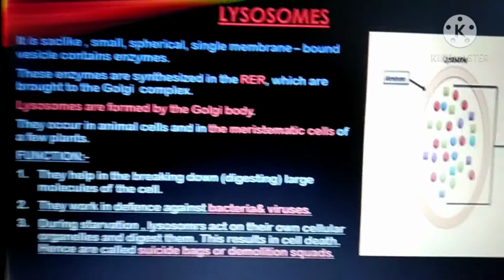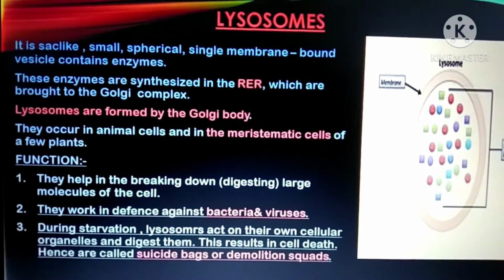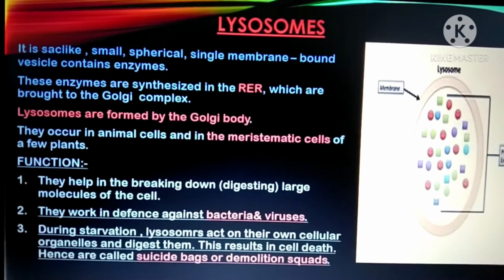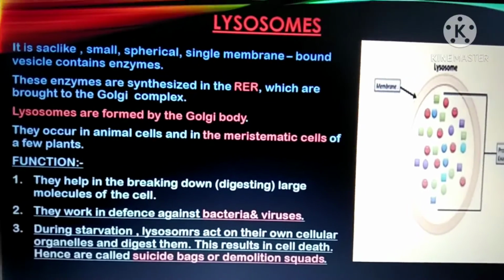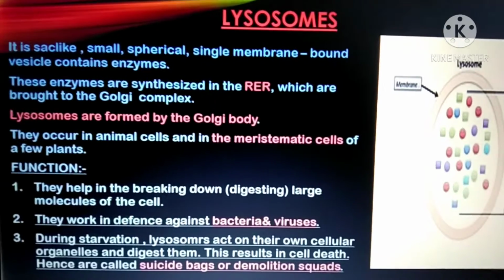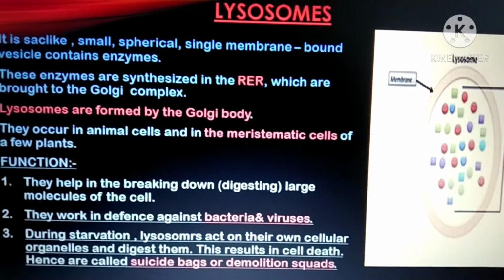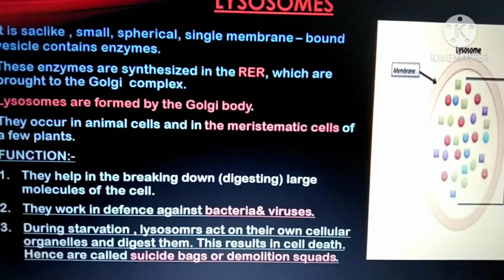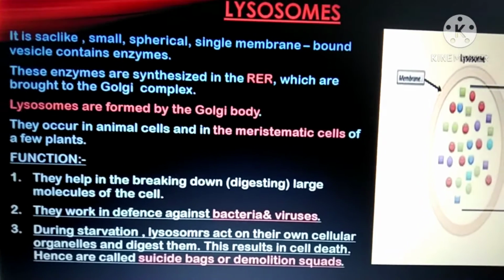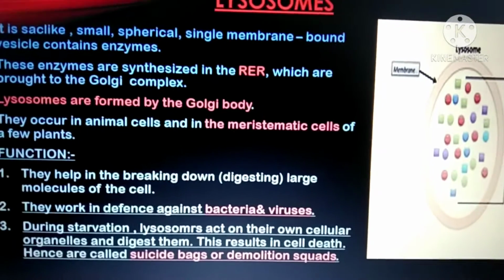Lysosomes. It is a sac-like, small spherical, single membrane-bound vesicle which contains enzymes. These enzymes are synthesized in the RER, rough endoplasmic reticulum, and are brought to the Golgi complex for storage. Lysosomes are formed by the Golgi body. They occur in animal cells and in the meristematic cells of a few plants.